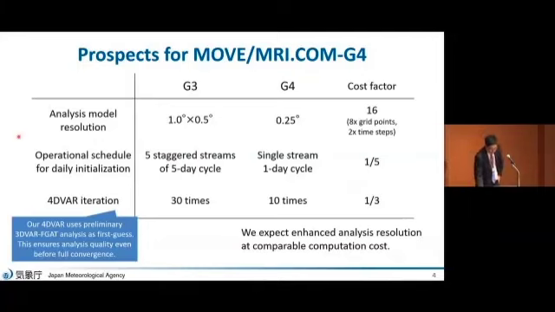We may also change the 4D-Var iteration from 30 to 10. That may be possible because our 4D-Var uses preliminary 3D-Var FGAT analysis as first guess. So our 4D-Var analysis is at least as good as 3D-Var FGAT, even before full convergence. So combining these, we expect enhanced analysis resolution at comparable computation cost.